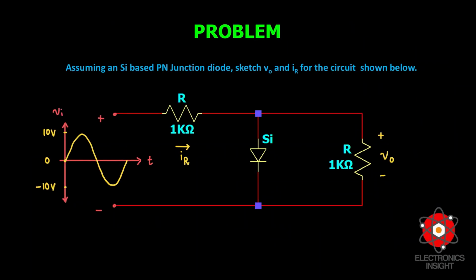Now the next problem is, here we are going to consider a silicon based PN junction diode, which is connected here with R equal to 1 kilo ohm and one more R, which is the load resistor, that is also given as 1 kilo ohm. Now we need to find out the V0 and IR for the circuit. IR is the current through this resistor because it is marked in the circuit itself, and V0 is the output voltage, or you call that the load voltage across this resistance of 1 kilo ohm.